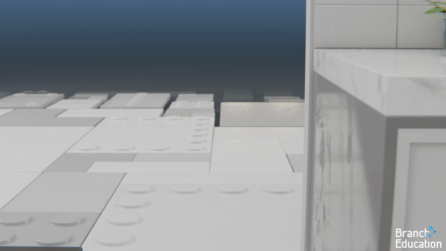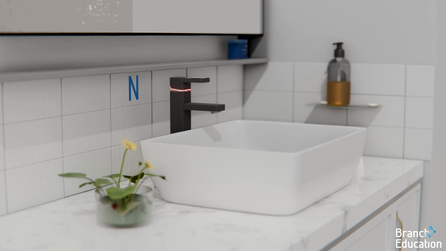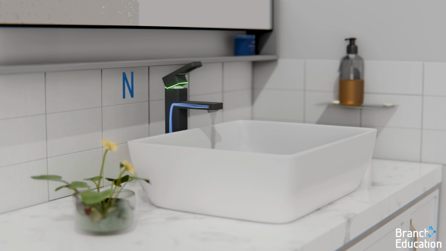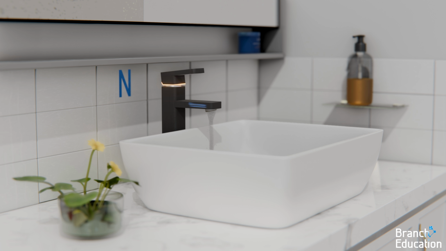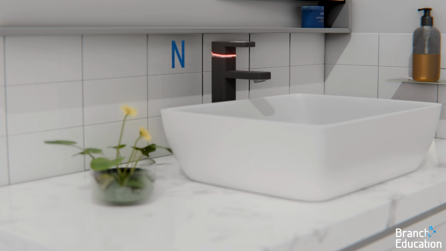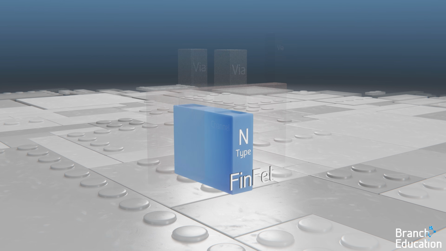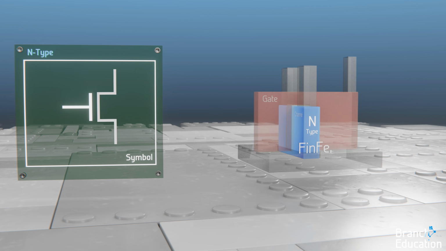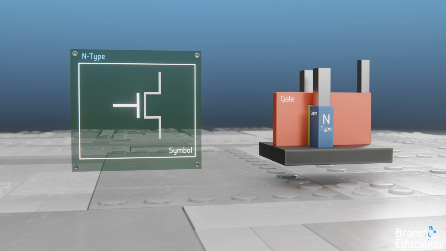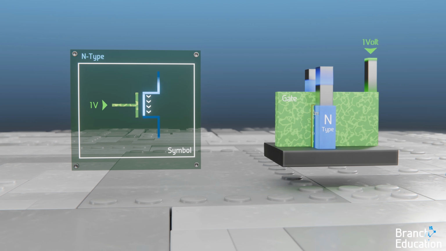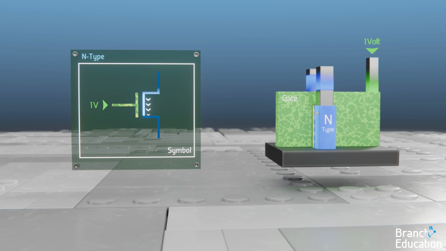A quick analogy is to think of the channel and gate as a water faucet and handle. When the handle is turned on, water can flow, and when the handle is turned off, the water is stopped. The name of this transistor is an N-type FinFET, due to its fin-like shape. Here's the symbol for a simple N-type transistor. And again, when 1 volt is applied to the gate, electricity can flow through the channel.